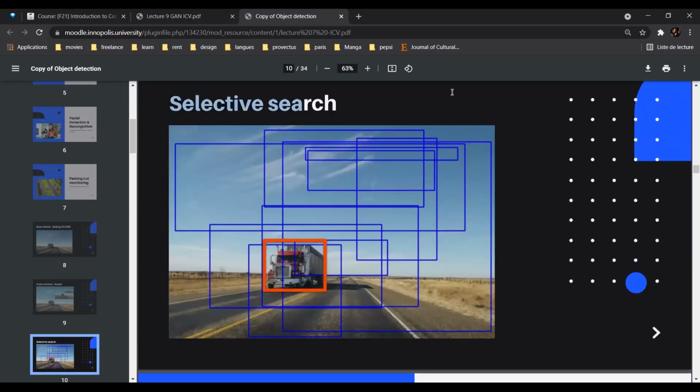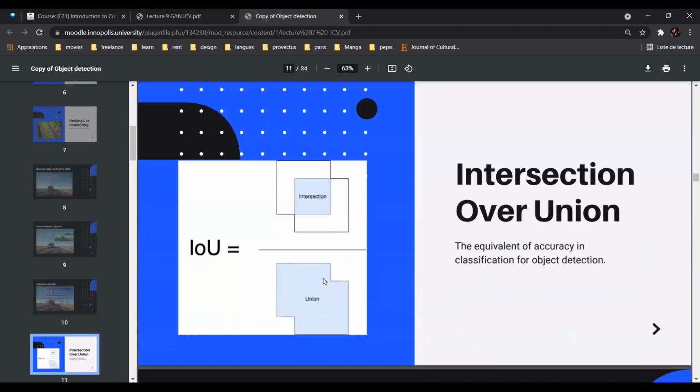We also saw that there is another method that is based completely on machine learning, it doesn't require any training, and is called selective search, which proposes different regions of interest that could contain objects. We saw that the easiest way to evaluate the performance of an object detector is to use the intersection over union. The higher the intersection, the better, and the lower the union, the better.